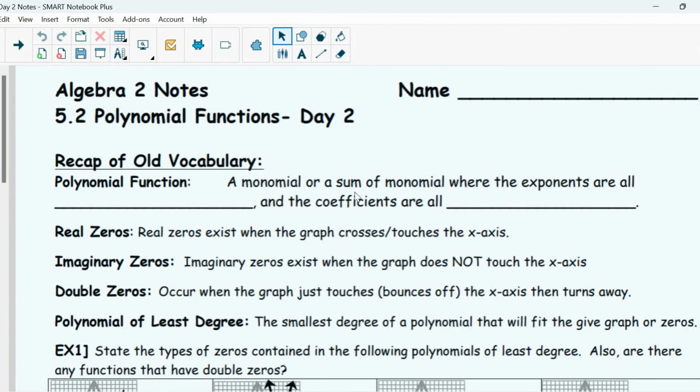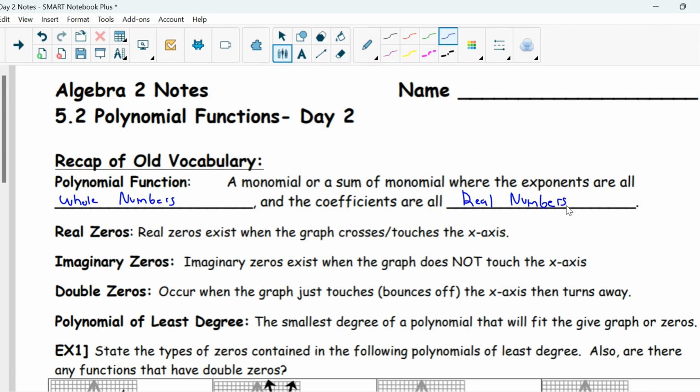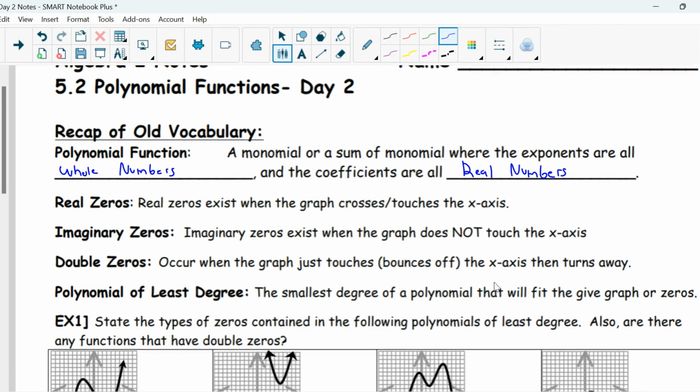Filling in these two blanks here though, a polynomial function is a monomial or a sum of monomials where the exponents are all whole numbers and the coefficients are all real numbers. Okay, so make sure you guys have all of these terms written down somewhere in your notes.